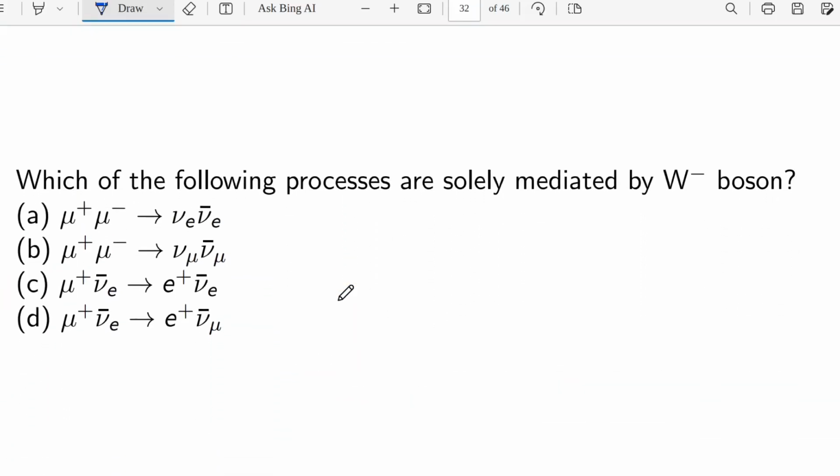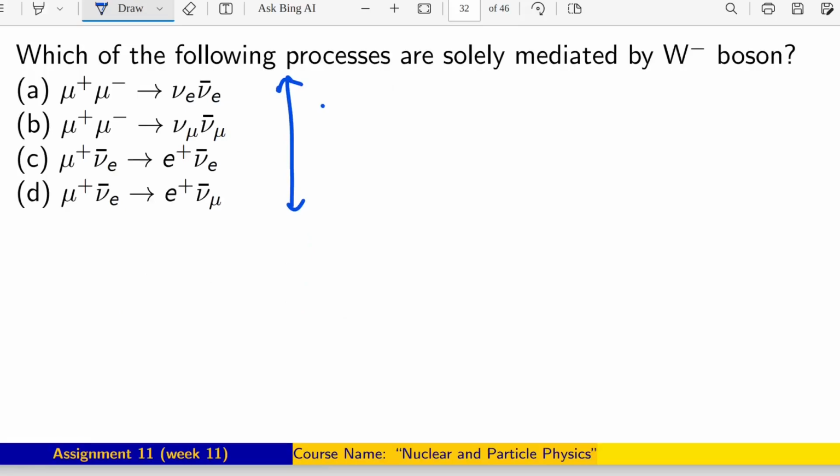Which of the following processes are solely mediated by the W boson? And there are 4 options: mu plus mu minus to mu e bar, mu plus mu minus to mu bar, mu plus mu e bar, e plus mu e bar, mu plus mu e bar, e plus mu bar. I think these 4 options are exactly the same as what we just did. So I can clearly tell that option C is not even allowed, and the rest of the 3 will be allowed, but with which interaction?